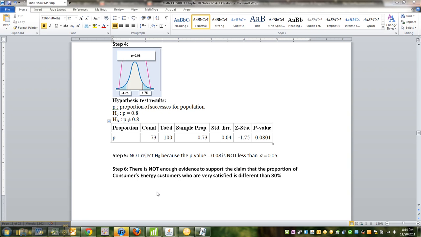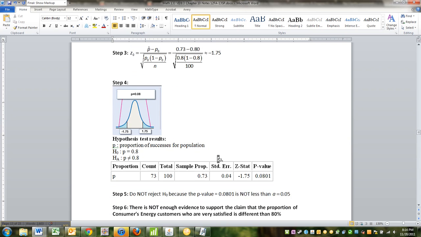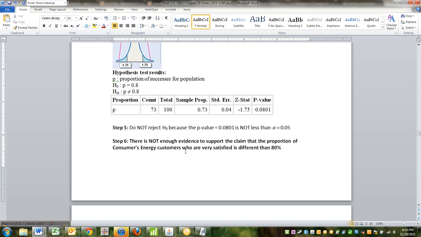All right, so now that we know that the p-value is 0.0801, we have to make a decision. And the answer to what decision we make is that we are not going to reject the null hypothesis. The reason being is that the p-value, which is only 0.0801, is not less than the alpha, and the alpha was 0.05. Therefore, we can't reject the null hypothesis.